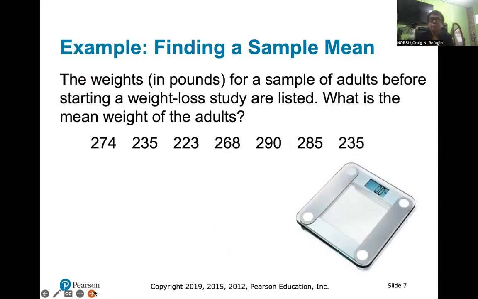So here's an example in finding a sample mean. The weights in pounds for a sample of adults before starting a weight loss study are listed. What is the mean weight of the adults? 274, 235, 223, 268, 290, 285, then 235.